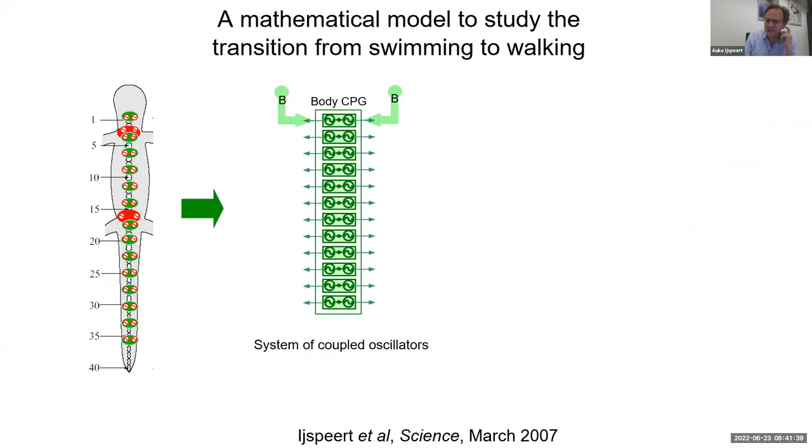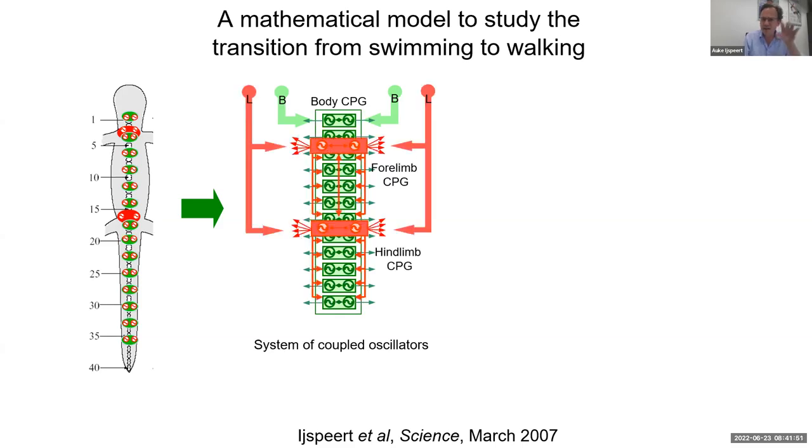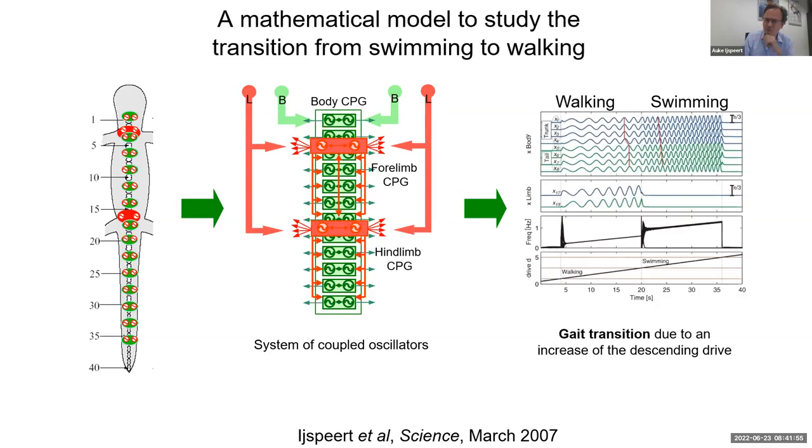So we were fascinated by that. So we wanted to see what could be the underlying CPG circuit producing this. So we started with a CPG circuit very similar to the one found in the lamprey for swimming, and then added oscillators on top of it to explore this transition from swimming to walking.